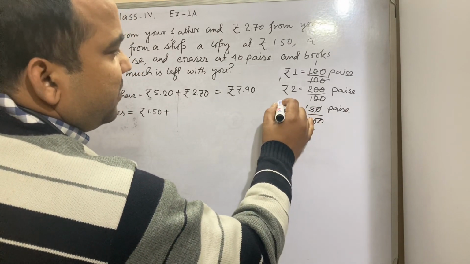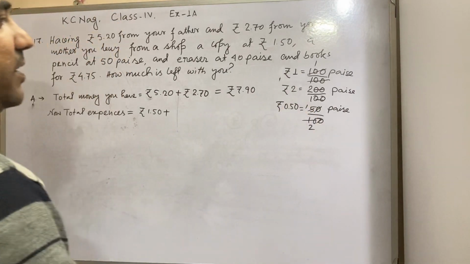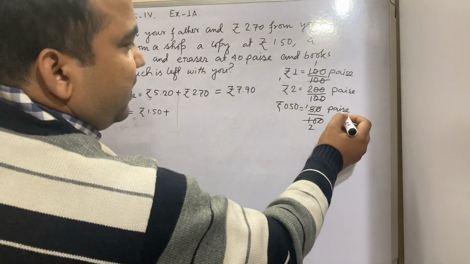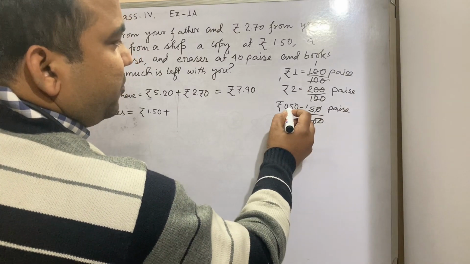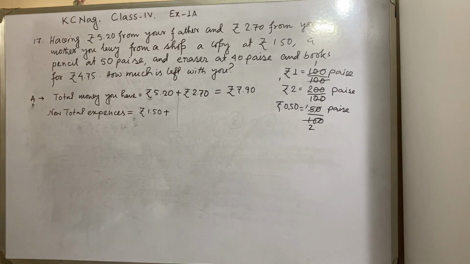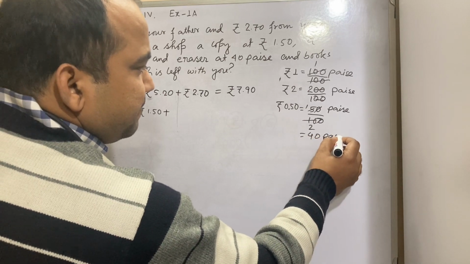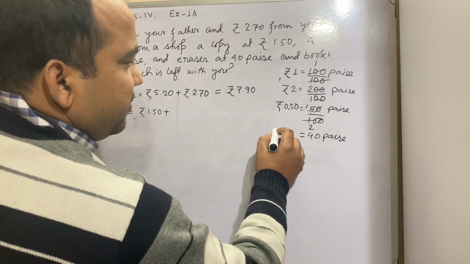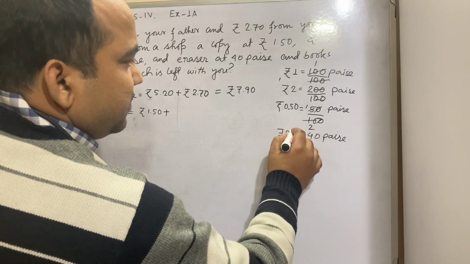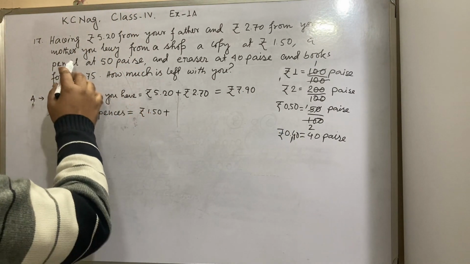Half means 0.5, 0.50. That means 50 paise is equal to 0.50 rupees. Okay, so in a similar way, 40 paise is equal to how much rupees? 0.40 rupees. Okay, so total expense is rupees 1.50.